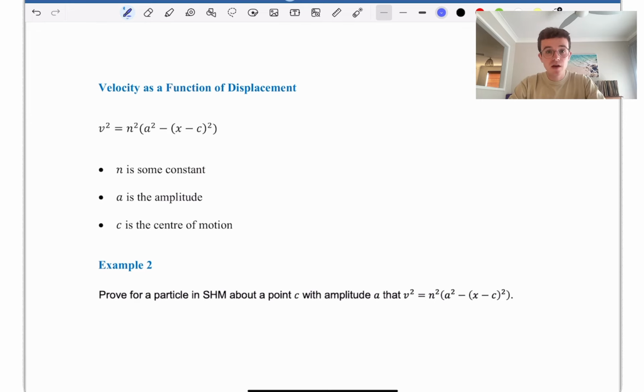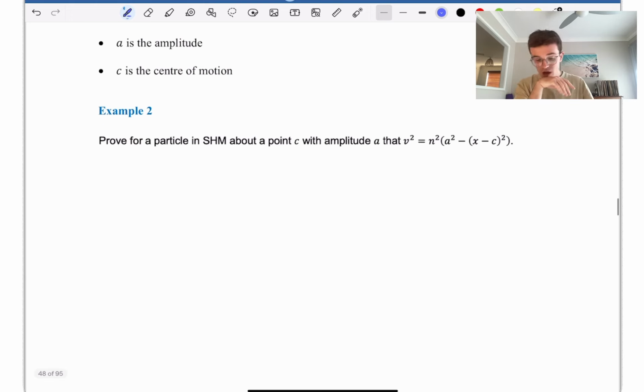Something that was definitely in the old syllabus but is a bit vague in the new syllabus, and no one's really sure whether they will examine this or not, is velocity as a function of displacement in simple harmonic motion. Another way of expressing simple harmonic motion is through this equation here: v squared is equal to n squared times (a squared minus (x minus c) squared), where n is some constant, a is the amplitude, and c is the center of motion.